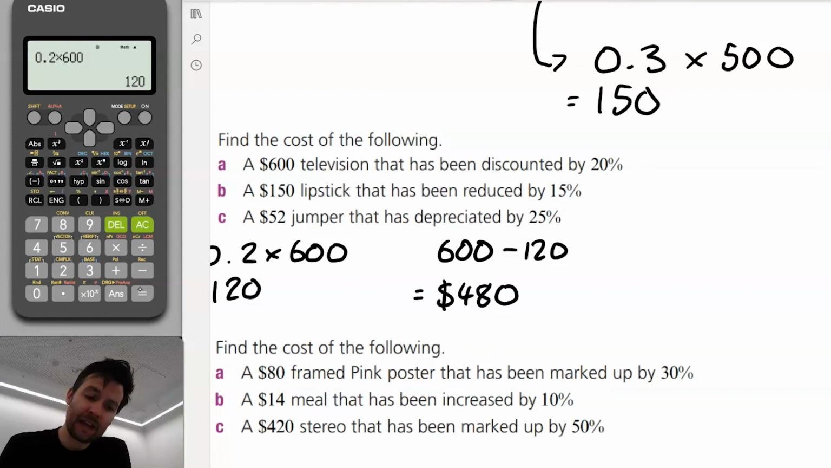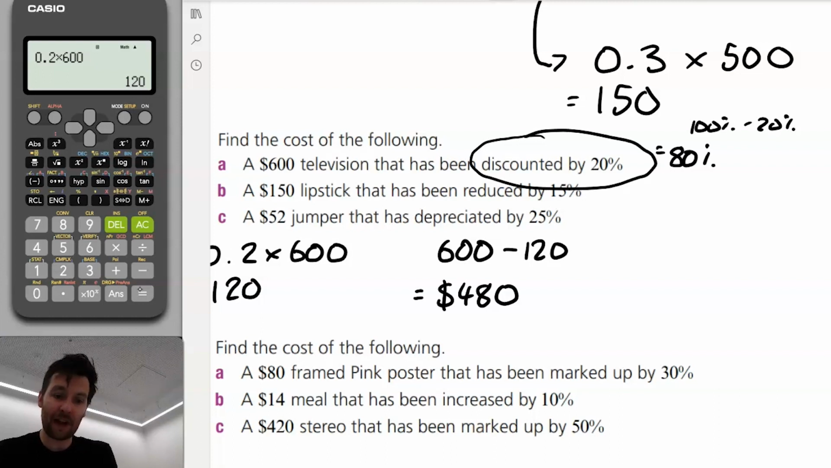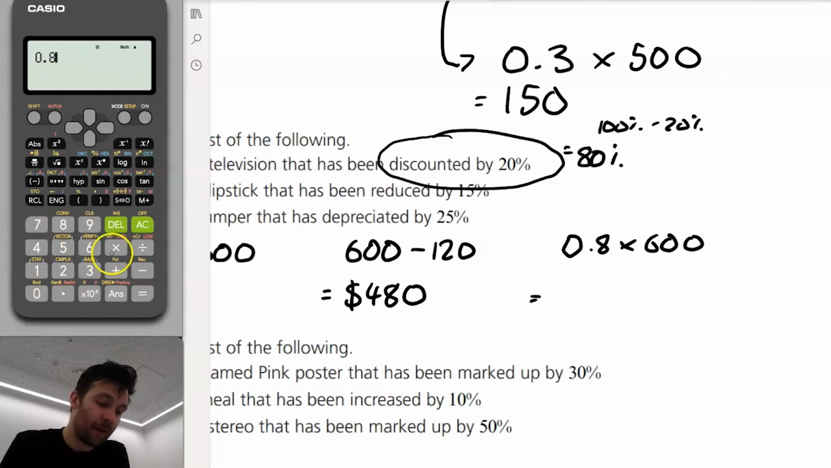The other way that you can do it, and you just pick the way that works for you, is that if we've discounted something by 20%, it means that there's going to be 80% left over. As in 100% take 20% equals 80%. So the other way that you can do it is just find 80% of the number. And you do that by going 0.8 times 600, which is something, all right. I wonder what it could be. Oh, same answer. That's pretty handy.